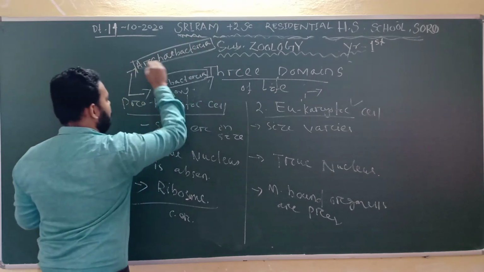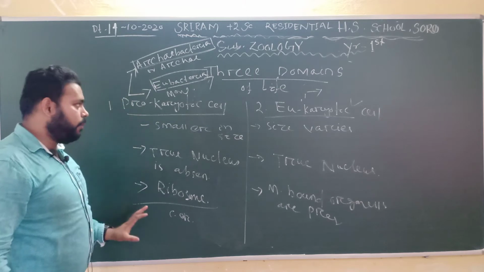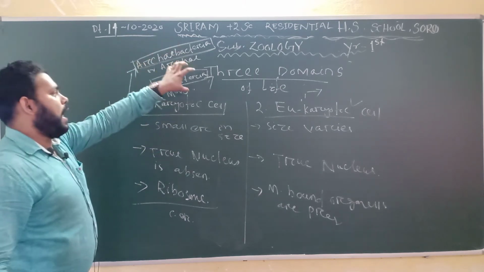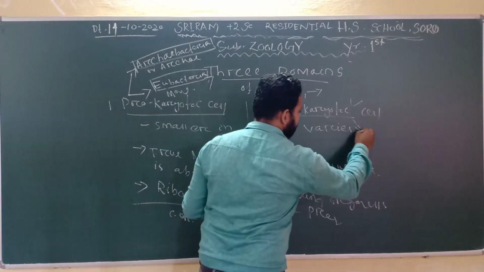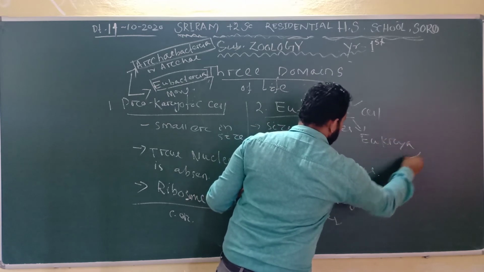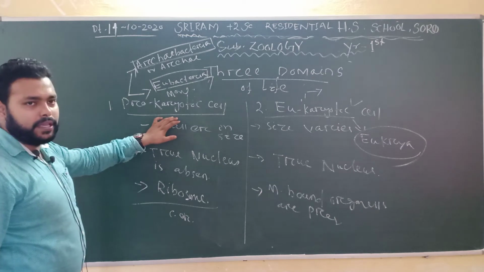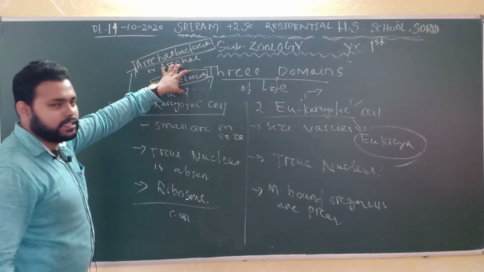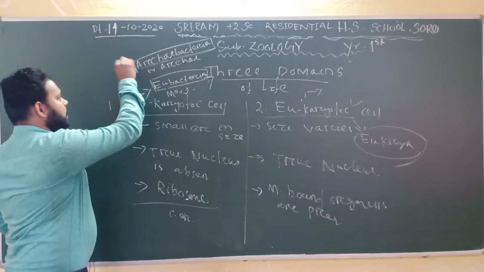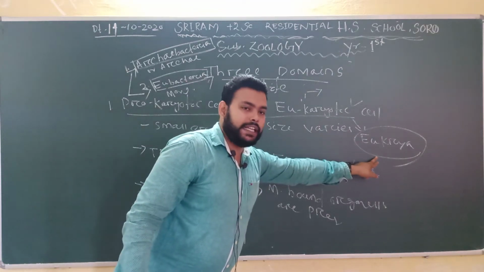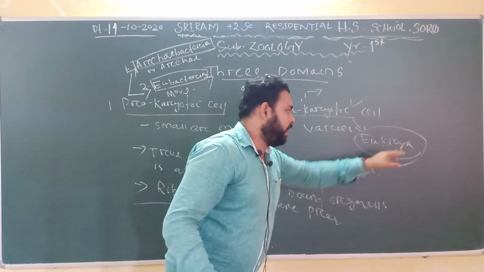One is Archaebacteria, or you can say Archaea only, and another one is Eubacteria. This prokaryotic kingdom is divided into two domains: the Archaebacteria domain and the Eubacteria domain. And all the living organisms with eukaryotic cells are classified into one domain, the Eukarya. All living organisms that have eukaryotic cells are considered under one domain known as Eukarya.